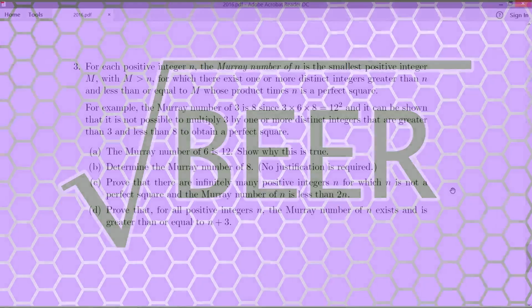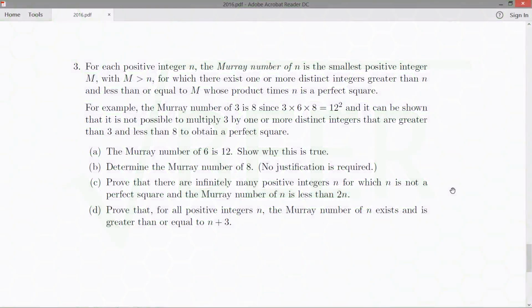Hello, ladies and gentlemen, and welcome back to more, or should I say the end of, the 2016 Intermediate Contest. That's right, we're on B3, the very last question in the contest. We can see we've got 4 things to work out. We're going to have to write up our answers for each part. And question 3, let's dive in and take a look.